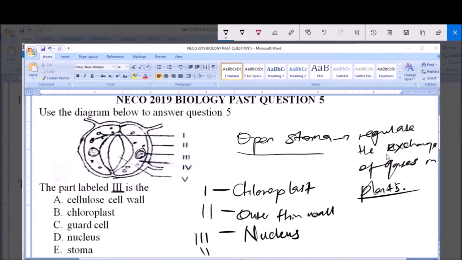Now IV is the guard cell. These are the cells that regulate the opening and closing of the stomata. They are specialized cells. Then V is the stomata pore, and that is why we say it's an open stomata, because the pore is open. But the question says the part labeled III is the nucleus. So option D is the correct answer, the nucleus.